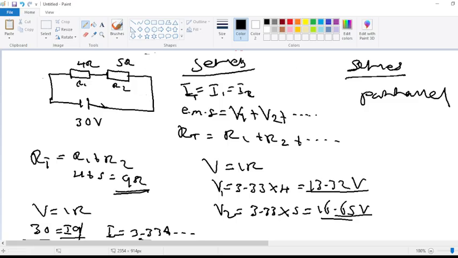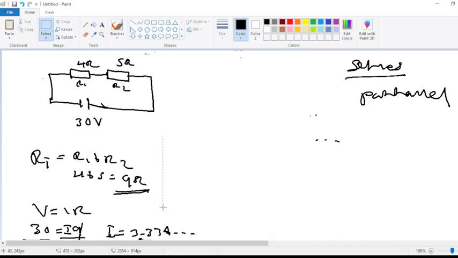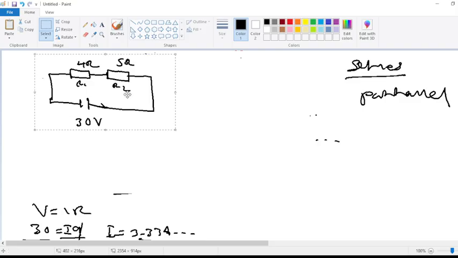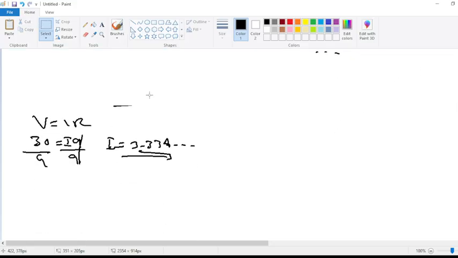Okay. So now let's look at the circuit in parallel, if you've been asked to calculate it. How do you go about it? This one is different from the circuit in series, because the way we calculate in parallel is not the same way we calculate in series. Let me erase the circuit. We look at the circuit in parallel.